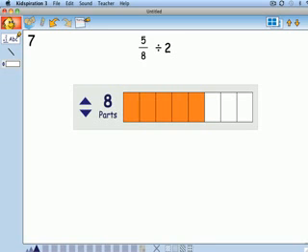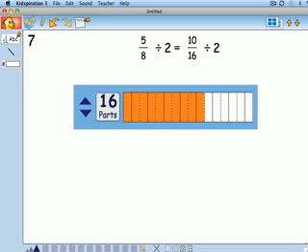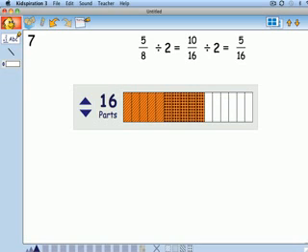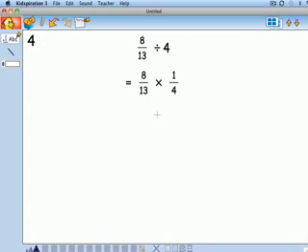You might have students write the equivalent expression symbolically. For example, 2/5 divided by 3 equals 6/15 divided by 3, which equals 2/15.